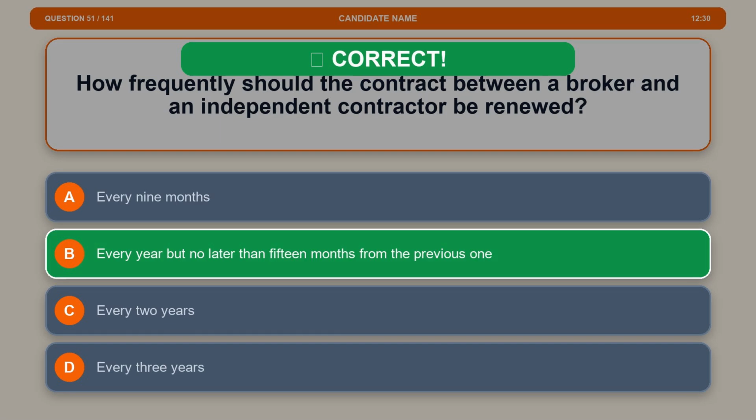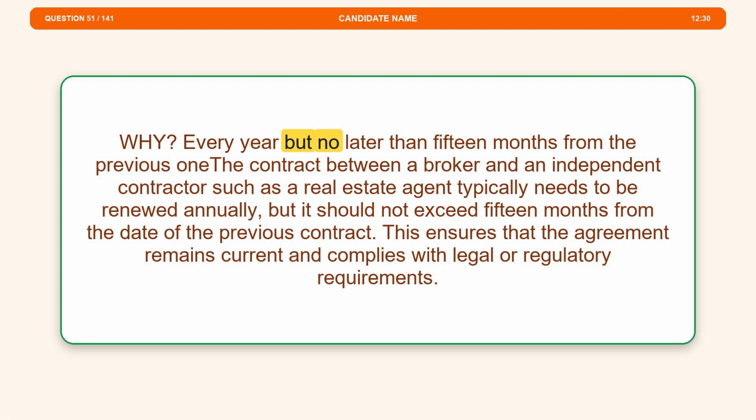The correct answer is option B, every year, but no later than 15 months from the previous one. Contract between a broker and an independent contractor, such as a real estate agent, typically needs to be renewed annually, but it should not exceed 15 months from the date of the previous contract. This ensures that the agreement remains current and complies with legal or regulatory requirements.